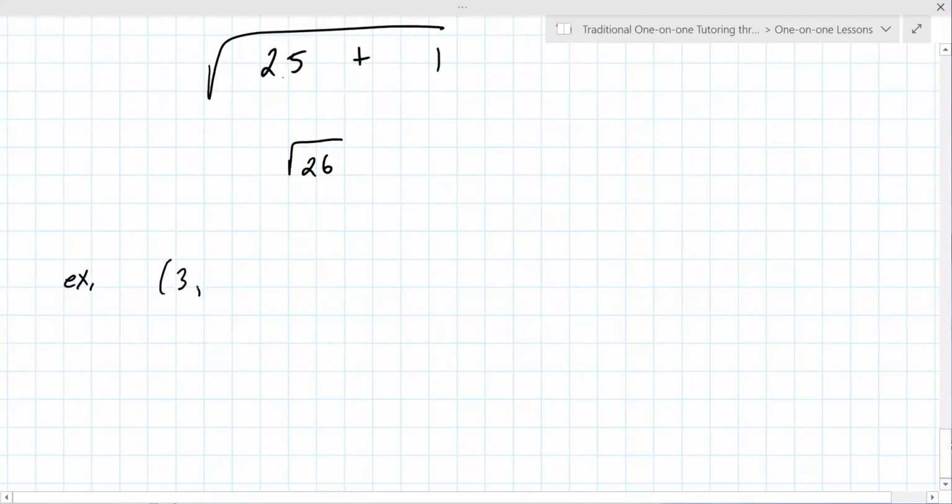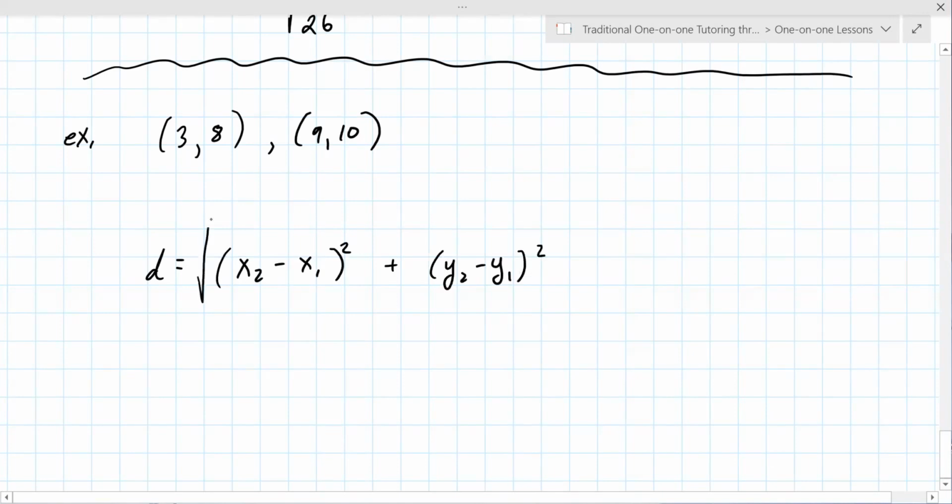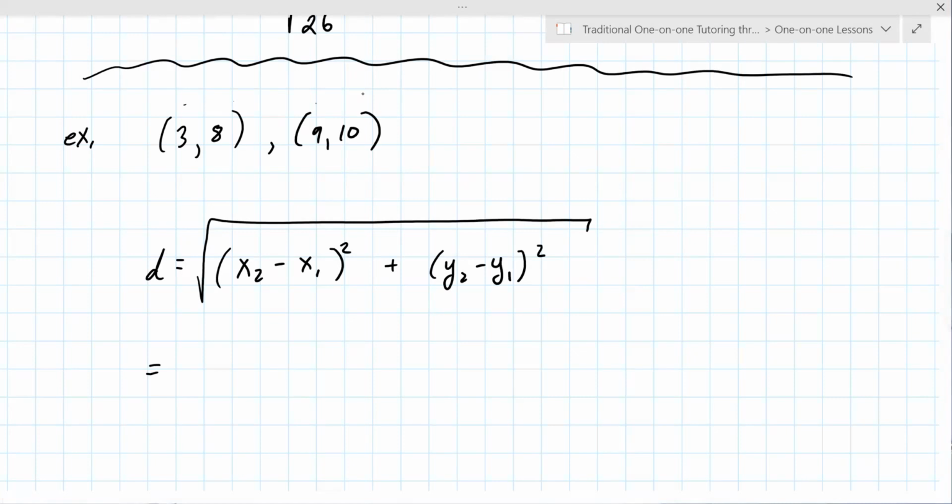Let's say I give you the ordered pairs (3, 8) and (9, 10). And here's the distance formula. The distance formula says x2 minus x1 squared plus y2 minus y1 squared, square rooted. Up here, which one is x2? Which of these 4 numbers is our x2?